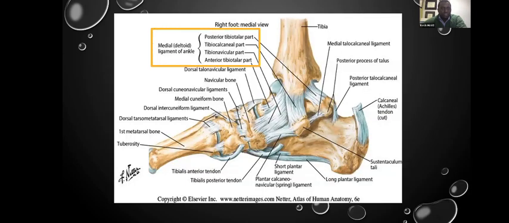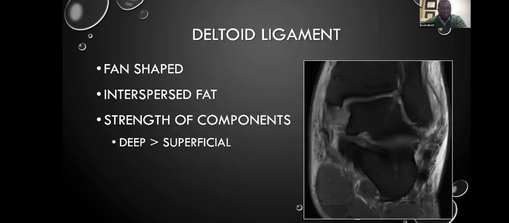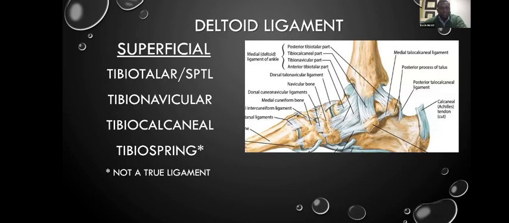And so once again, this is kind of a busy image, but the area that we're really focusing on is the medial deltoid, where they're just showing 4 of the ligaments, but it actually can have up to 6. The deltoid ligament itself is fan shaped, has intervening fat, and has these components. The deep parts are stronger than the superficial part. So here are the 4 components that you might see in the superficial aspect.